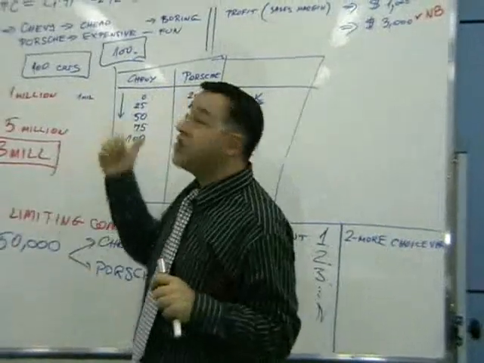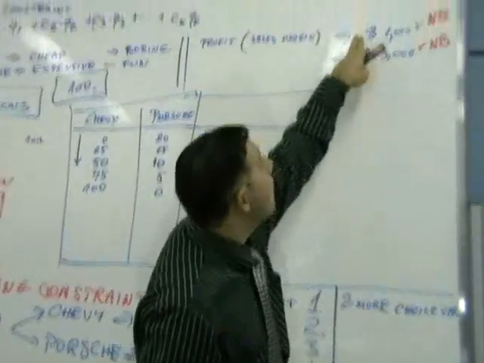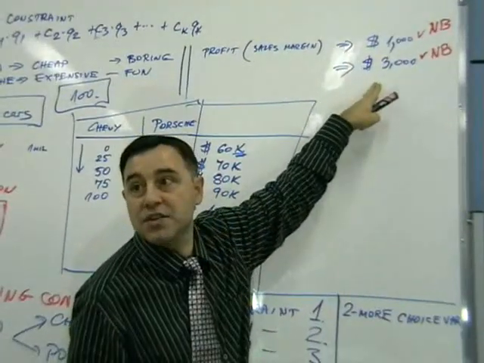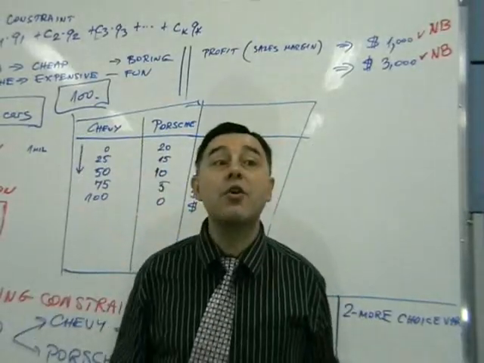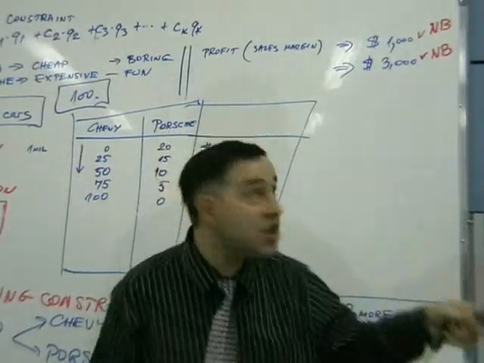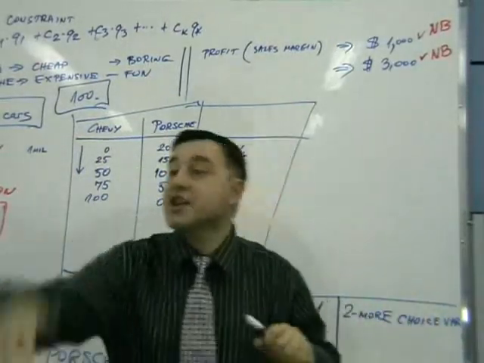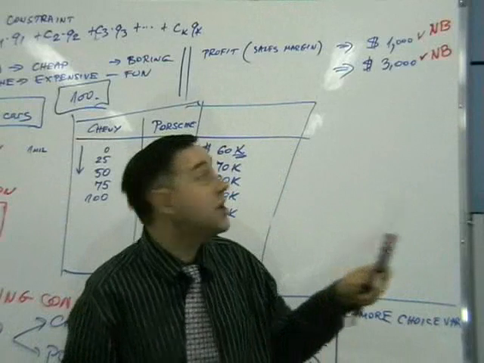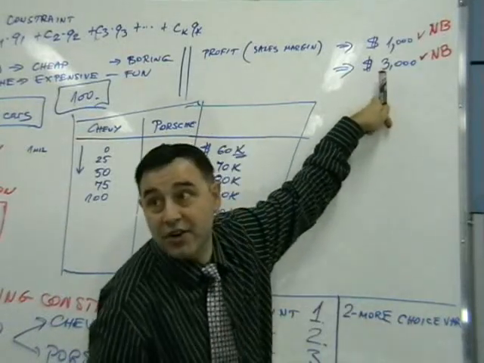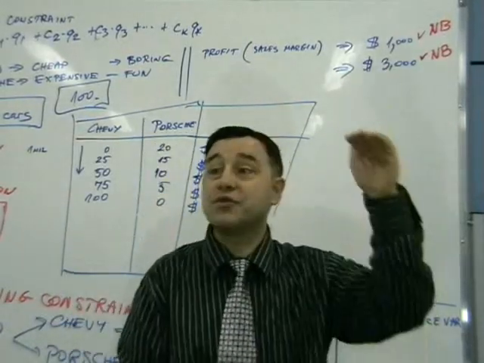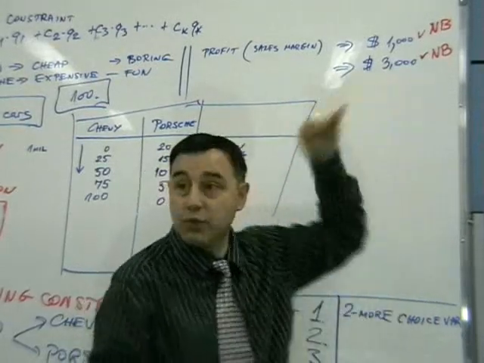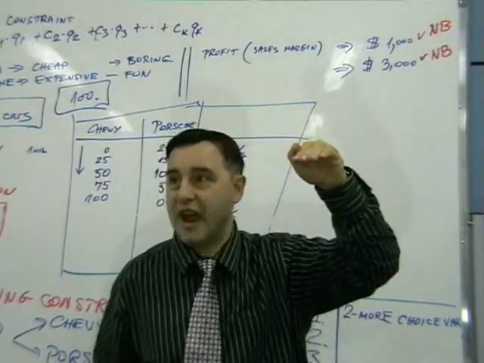What I did with the Chevys and the Porsches, I did constant net benefit, constant marginal benefit. But of course, marginal benefit can change for Porsches, right? You know, if you fill it up with 100 Porsches, you'll have to lower the price. You can't sell them all for 3,000, all right? So at one point, you'll have to sell them for 2,500. At one point, you have to sell them for 2,000, etc.